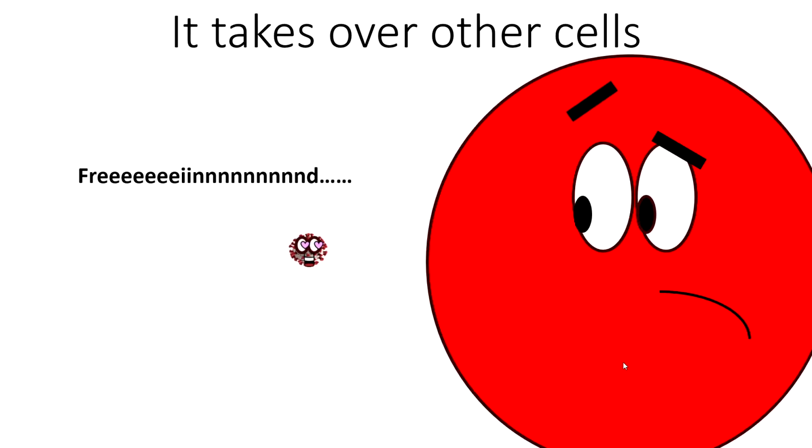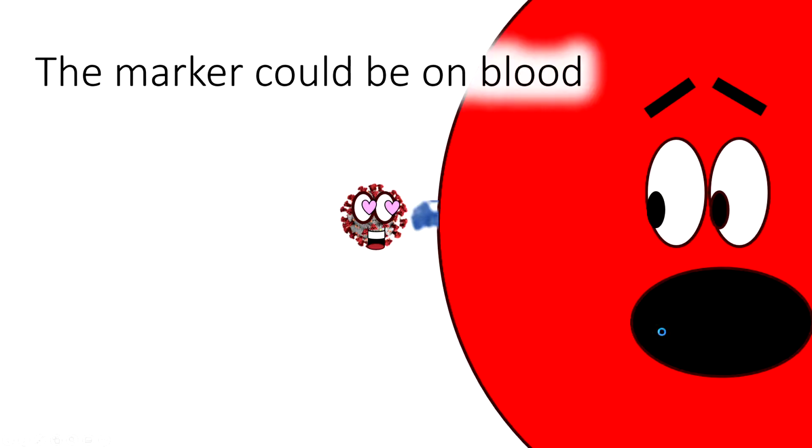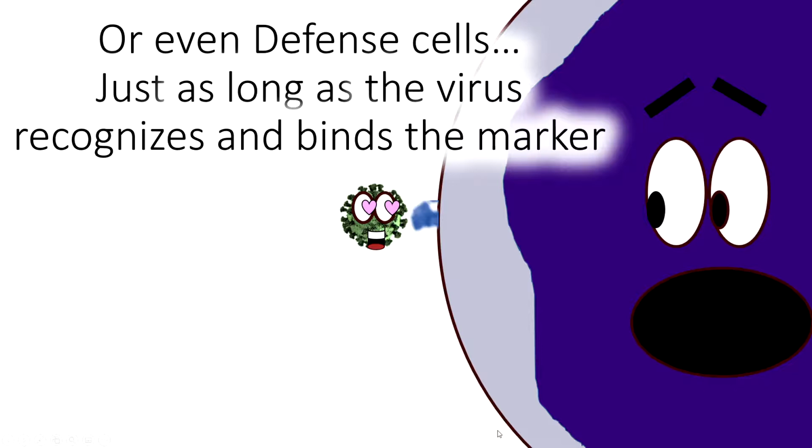So how does it make more if it's not alive? Well, it has to take over other cells. By using its spike proteins, the proteins on the outside, it can interact with markers or other proteins on the cell, their host cell. The marker could be on blood, it could be on neurons, it could even be on defensive cells. The only thing that's really telling us what it does or what it interacts with is if the proteins on the outside of the virus are going to interact with the proteins on the cell.